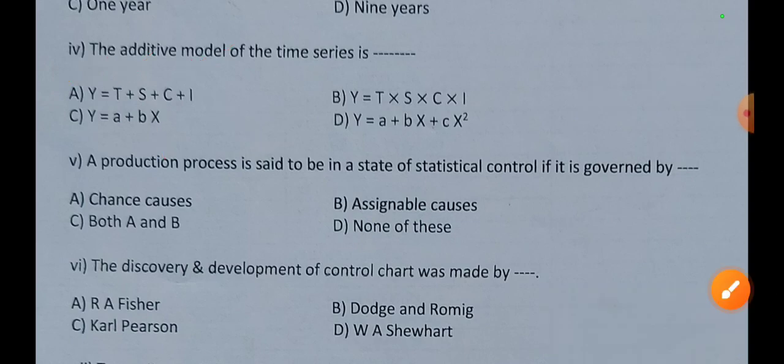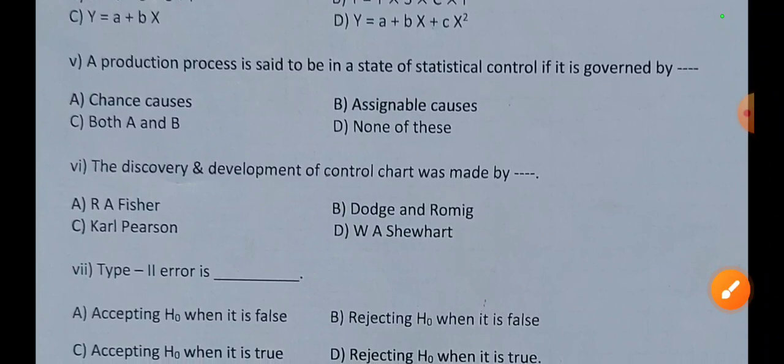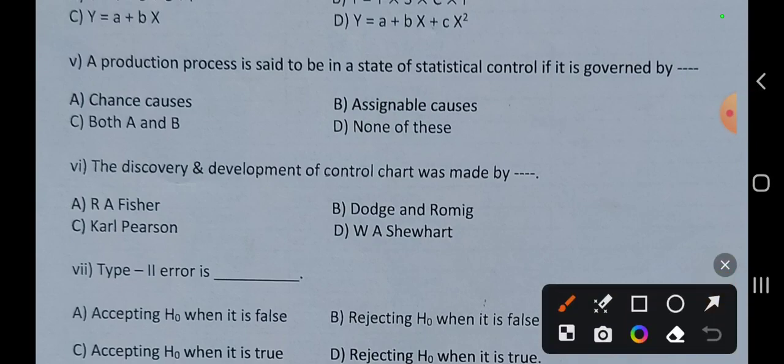The next question is: a production process is said to be in a state of statistical control if it is governed by. So when can one say that the production process is in a state of statistical control? The options are chance causes, assignable causes, both A and B, and D is none of these.